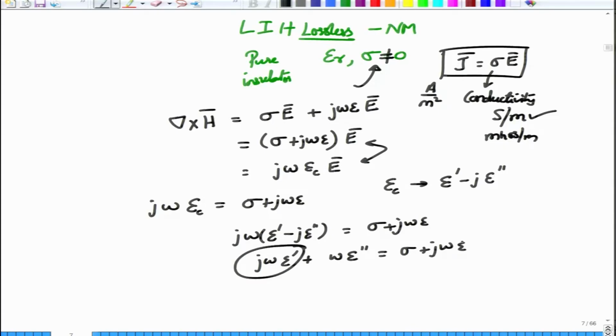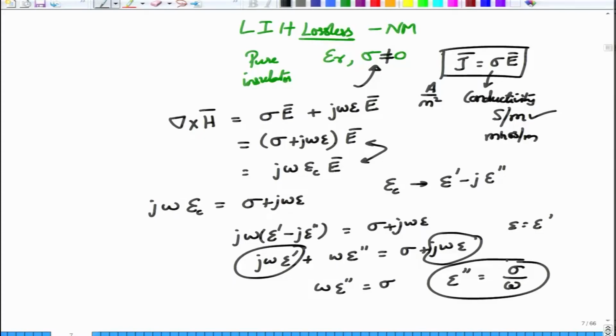So the complex part can be equated, saying that epsilon which we had taken is actually the real part of the complex permittivity, epsilon prime, and then whatever is left out, omega epsilon double prime is equal to sigma, alternatively epsilon double prime is equal to sigma by omega. Okay. So I can write the equation without changing anything by simply introducing this complex permittivity epsilon c and working with the entire thing, identifying that the original permittivity of a lossless medium can be taken as the real part of the complex permittivity. Okay, so this is something that I can do.